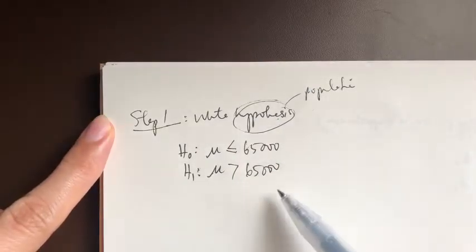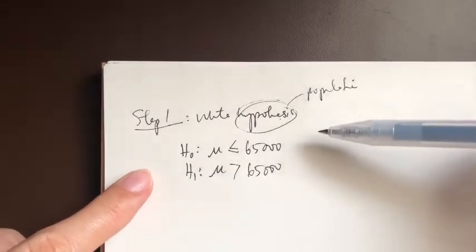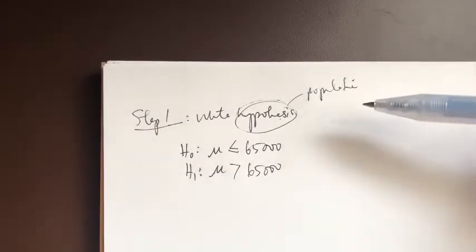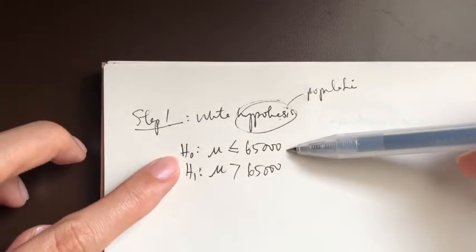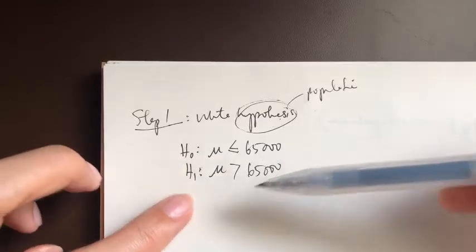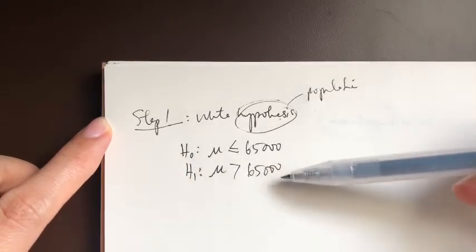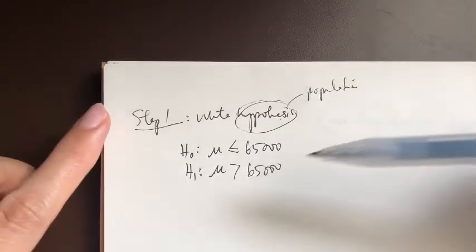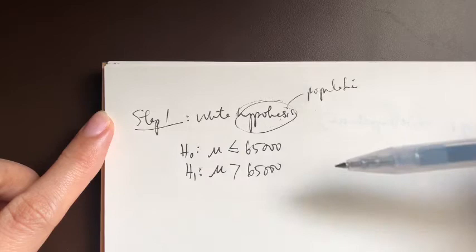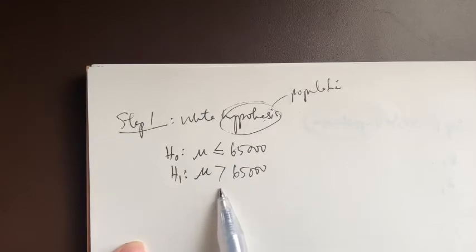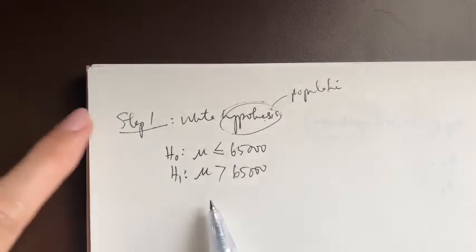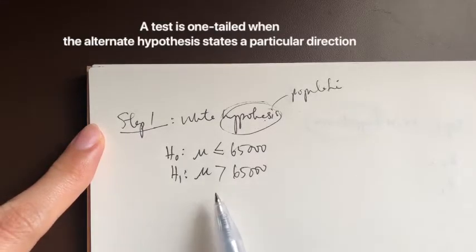I hope this is clear. Again, our statement just now was the average income of all the women is less than or equal to $65,000 a year. This is how we write the null hypothesis. And the alternate is, we're saying the average income of women is greater than $65,000 a year. Now, this is called a one-tailed test. Why? Because the sign of the alternate hypothesis shows a particular direction. It shows one direction. So this is step number 1.